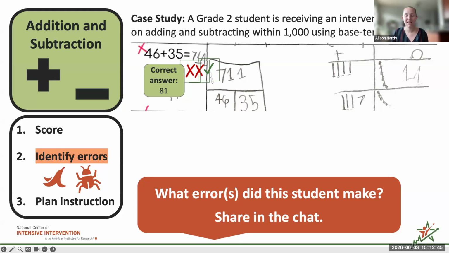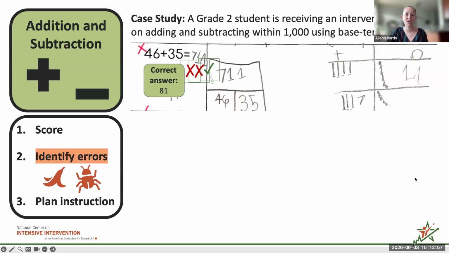Yep. Instead of regrouping 10 ones into 1 ten, they wrote 11 in the ones place. So we have a very typical regrouping error here.